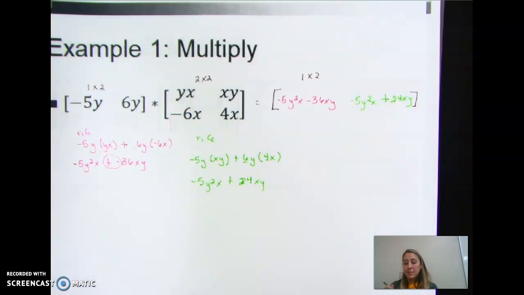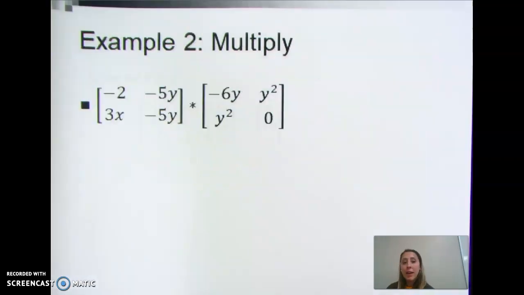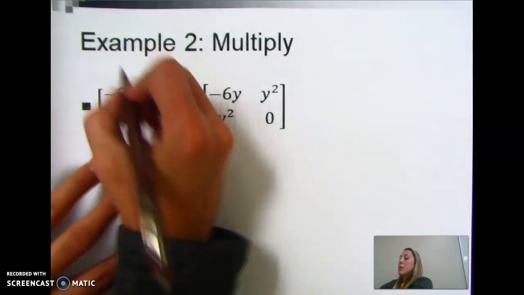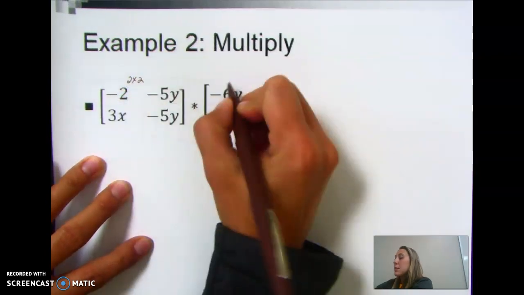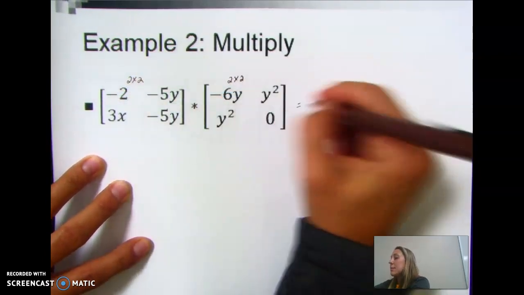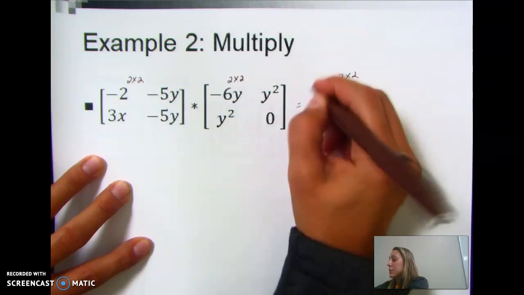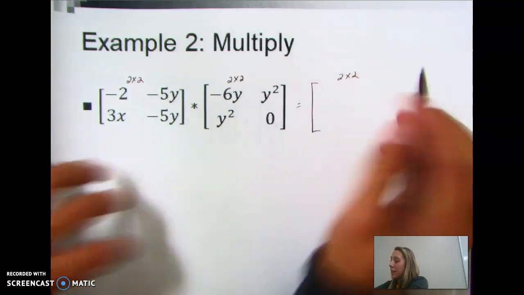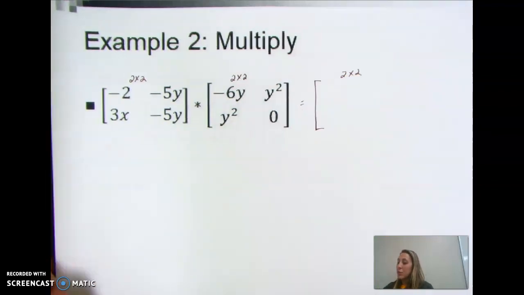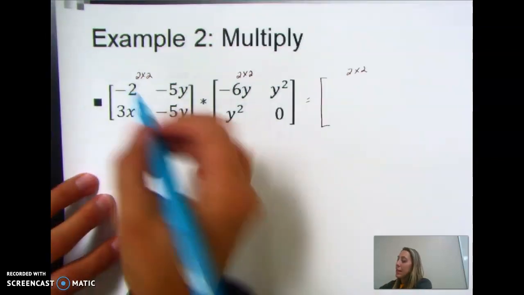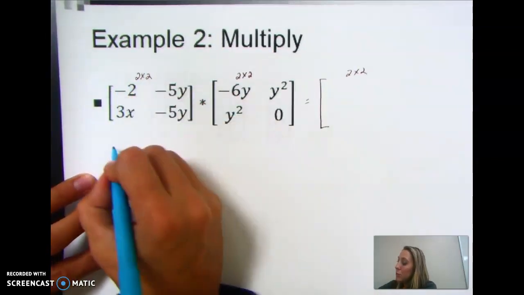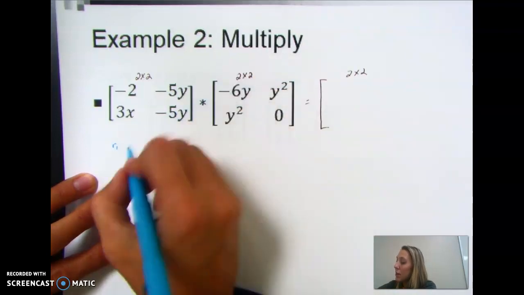Boom, done. Okay, so now we have a 2 by 2 times a 2 by 2. So a 2 by 2 is going to equal a 2 by 2. So we're going to start that right there. All right, so we're going to, again, use this entire row. So we have row 1 times column 1.